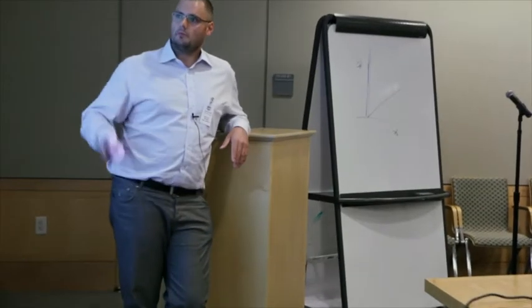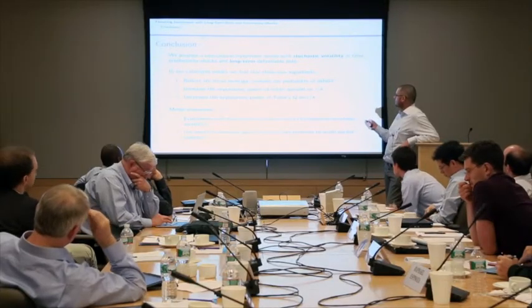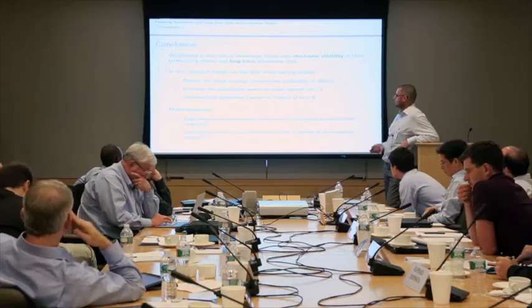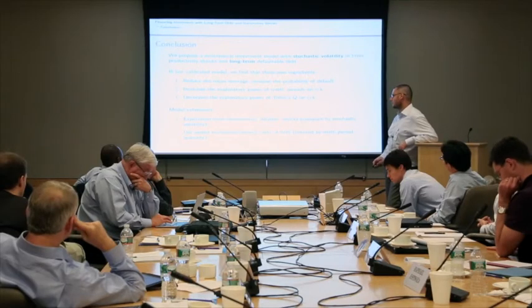So let me conclude. We propose a new classical investment model with stochastic volatility and long-term defaultable debt. We find it reduces leverage, and it increases the probability of default and the credit spread. It increases the correlation of investment and credit spread, although not all the way to match the data, and reduces the investment correlation with Tobin's Q. So those are steps in the right direction.